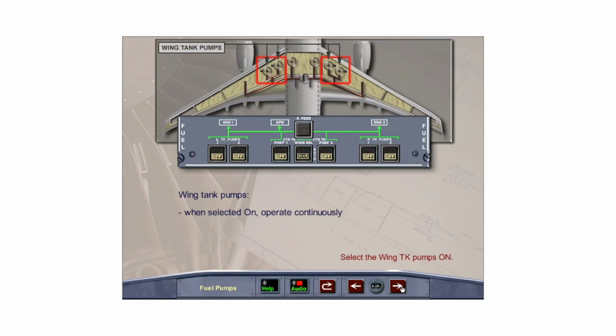When the wing tank pumps are selected on, they operate continuously until they are switched off manually. Fuel pump switches are located on the overhead fuel panel. When the switches are pushed in, the pump is on, and the switch lights are not illuminated. Select the wing tank fuel pumps on.